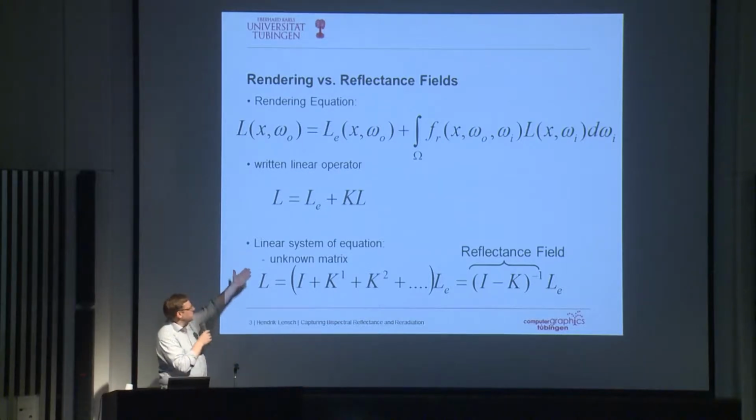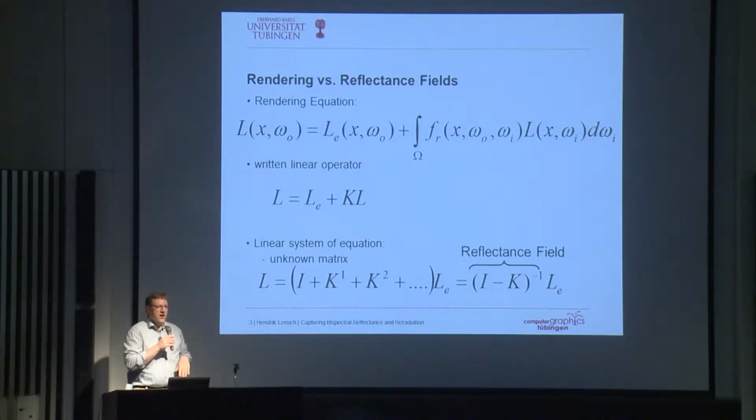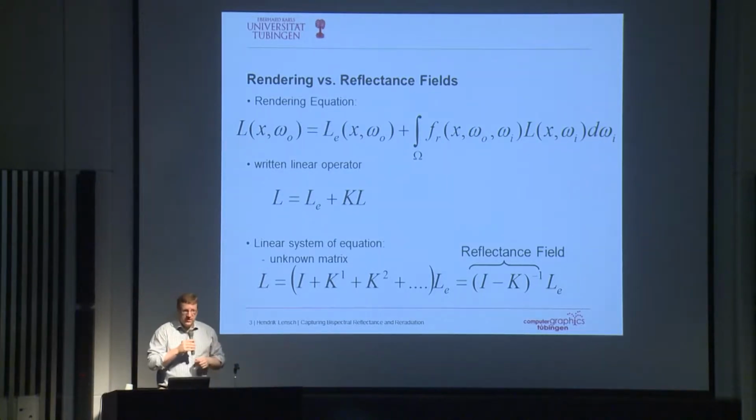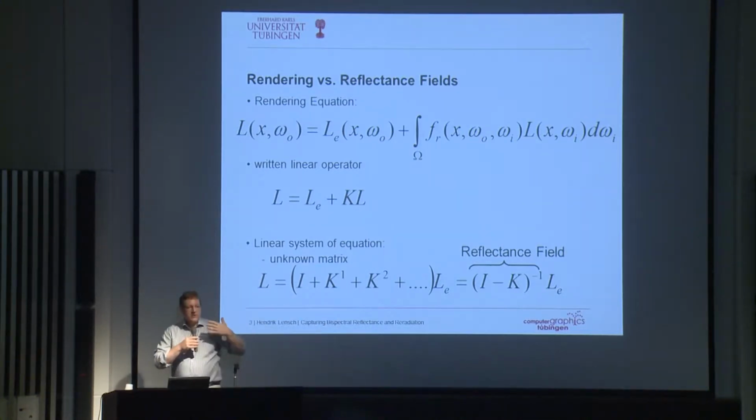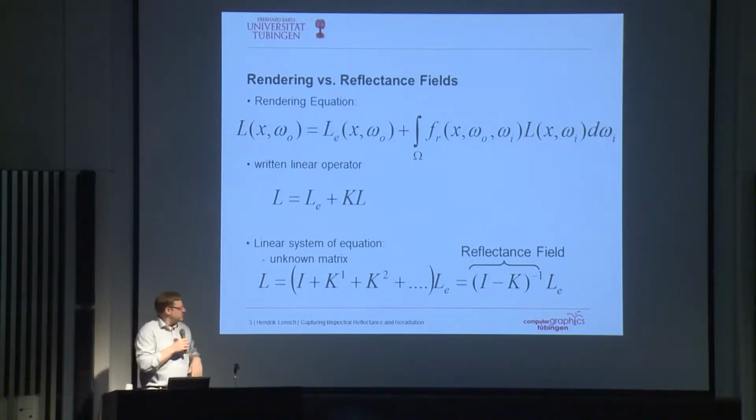You have this linear system of equations, and the typical way to solve it is, for example, you start off taking the light that's emitted by light sources, reflect that light once by all surfaces of the scene, then twice, and so forth. So really spelling it out as interreflections accumulating.